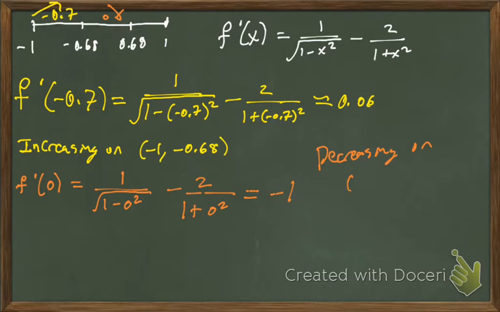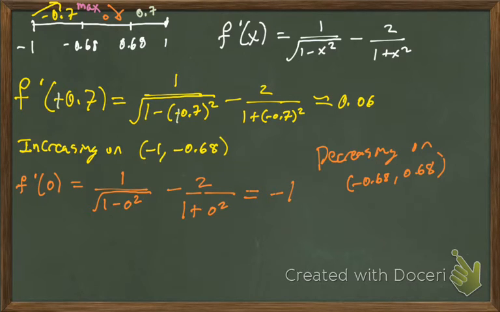Okay. And since we went from increasing to decreasing at -0.68, that tells us we have a maximum there.